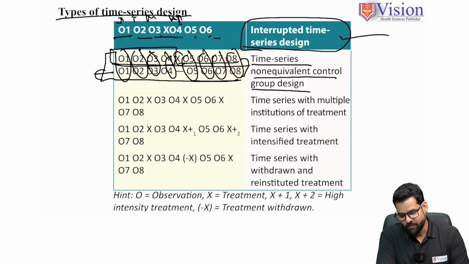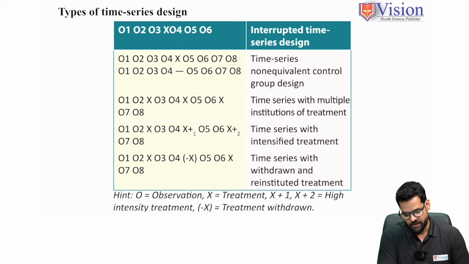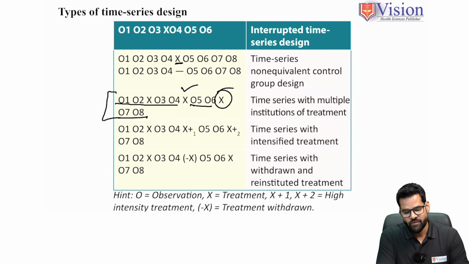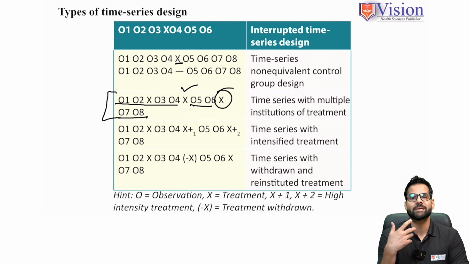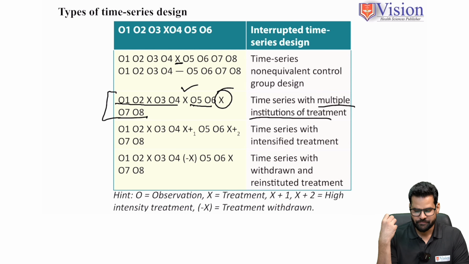Now, time series with multiple institution of the treatment. Like in this particular example, there was only one intervention given. But suppose in the same example, nurses were observed for their burnout for 4 months, then they were given burnout management training, and then observed again for the next 2 months, again the same treatment, counseling, was provided, and they were observed. So where we introduce the treatment multiple times, 2 or more times, we call it a multiple institution of the treatment.